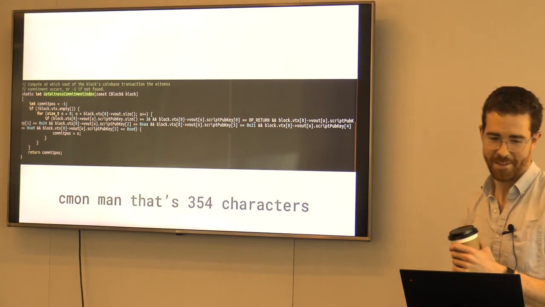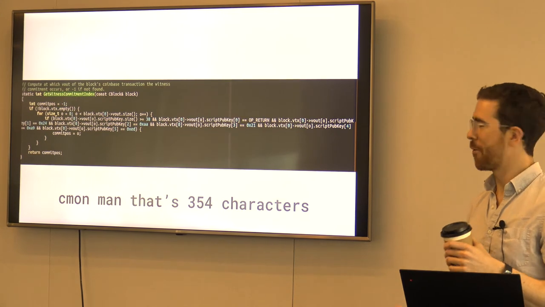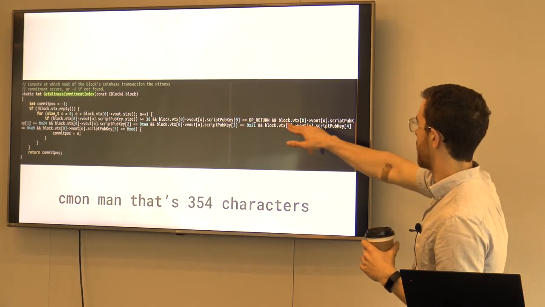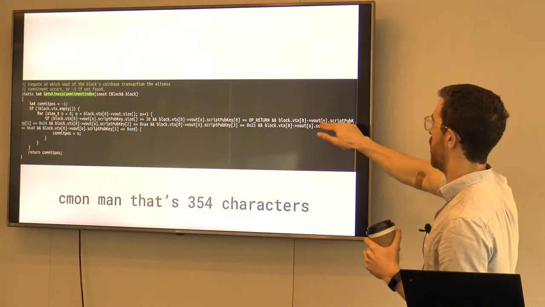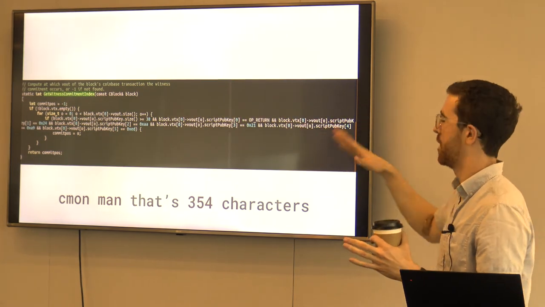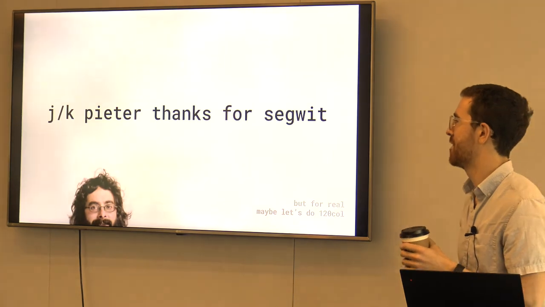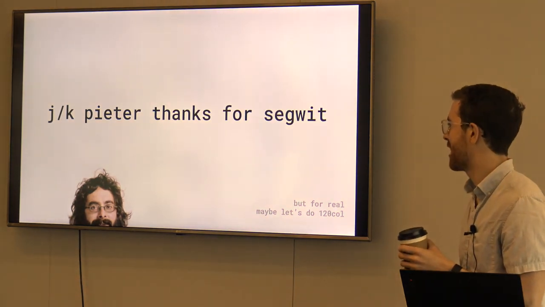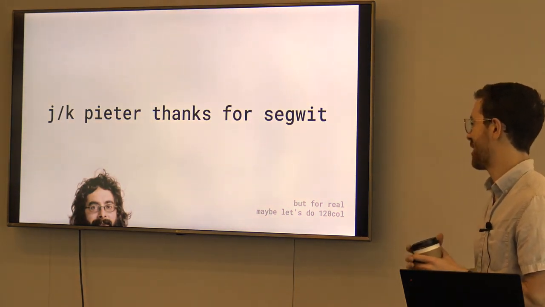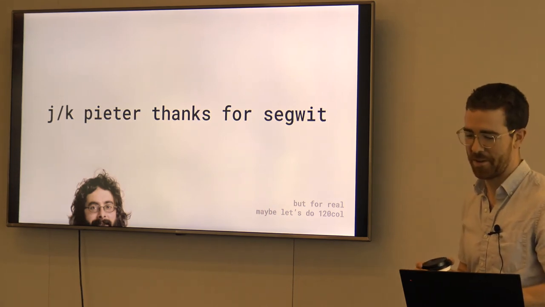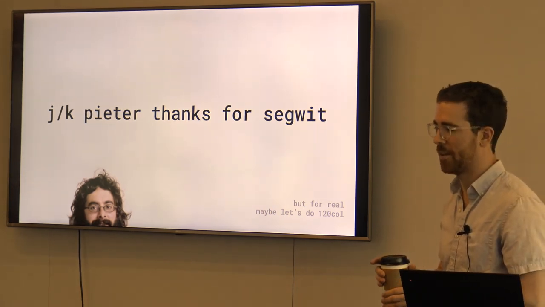You could have a helper method, or even just take this block vtx 0 vout 0 thing and put it in one variable and then... Yeah. But whatever. Yeah, I mean, thanks, Peter. Maybe at some point we'll have some reasonable line length convention.